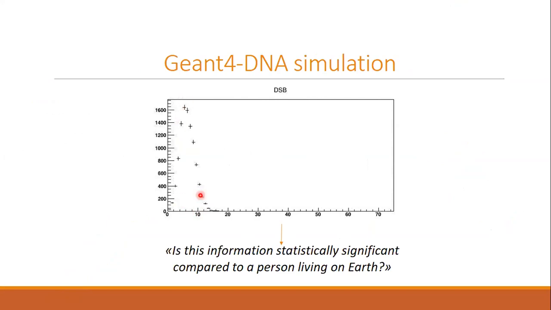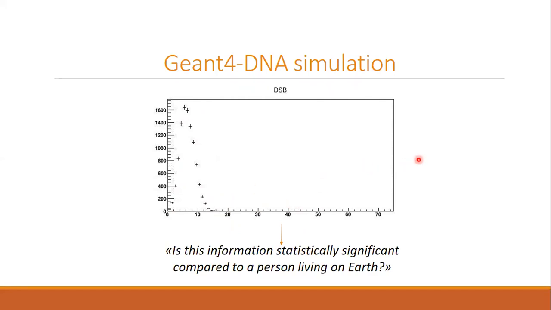The next step that we are moving towards with our project is this Geant4-DNA simulation. Here we have the description of the number of the double strand breaks with a particular simulation that considers a 40 nanometer sided cube that has inside DNA fragments shot randomly. And we are moving toward the analysis of a whole cell nucleus in order to understand if there is a statistically different number of double strand breaks when we compare this information to the data coming from people who live on Earth. And the next step is also understanding if the number of double strand breaks may be correlated with the increasing of cancer risk.